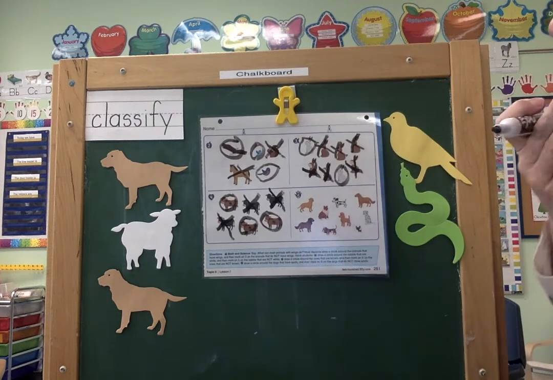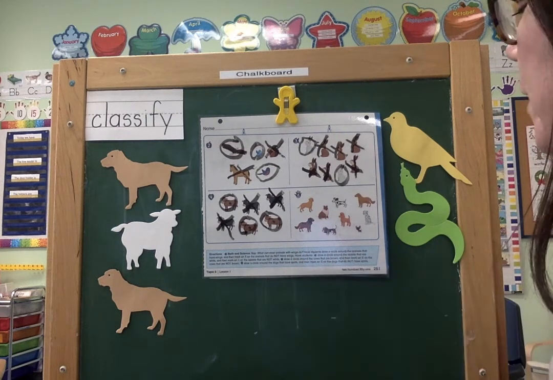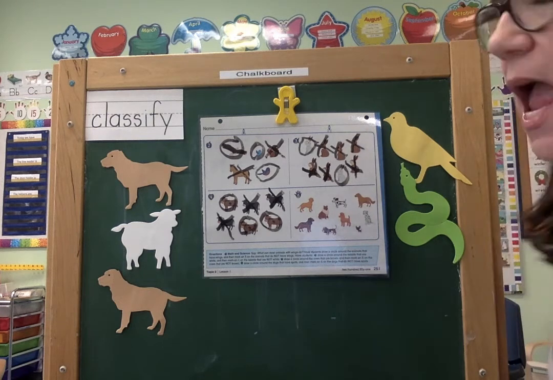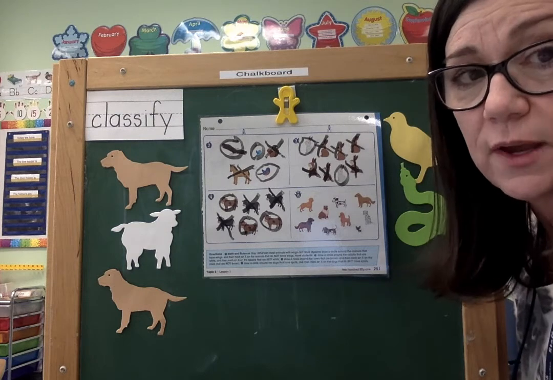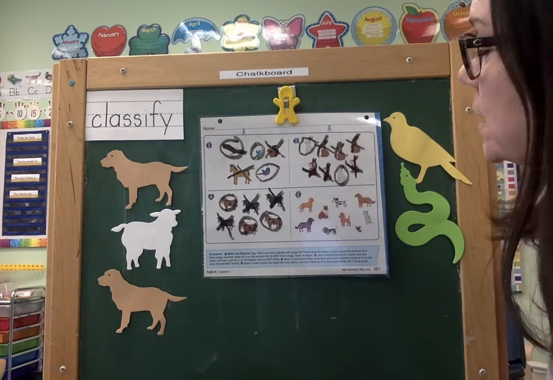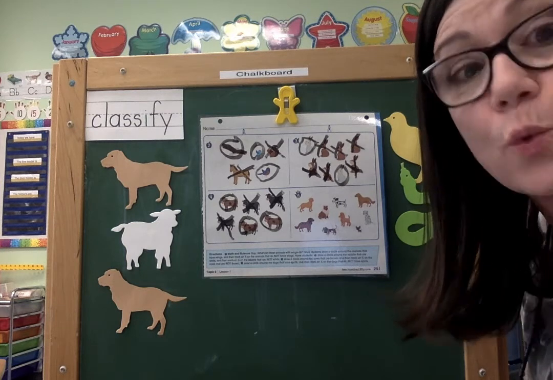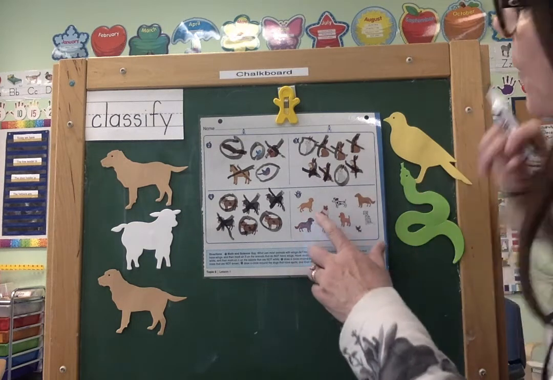All right, now we're moving over to number 5. We're going to draw a circle around the dogs that have spots. And we're going to put an X on the dogs that do not have spots. So we have to look really carefully. So we're classifying by spots. If the dog has spots, we're going to circle it. If it does not, we're going to put an X on it.